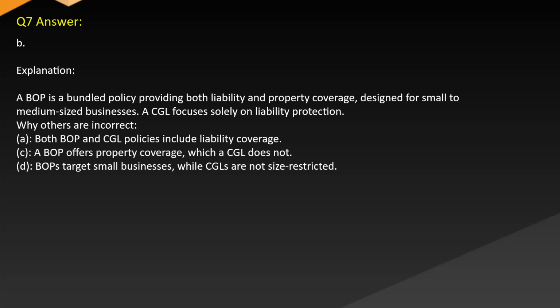Answer: B. Explanation. A BOP is a bundled policy providing both liability and property coverage, designed for small to medium-sized businesses. A CGL focuses solely on liability protection. While others are incorrect. A. Both BOP and CGL policies include liability coverage. C. A BOP offers property coverage, which a CGL does not. D. BOPs target small businesses, while CGLs are not size restricted.